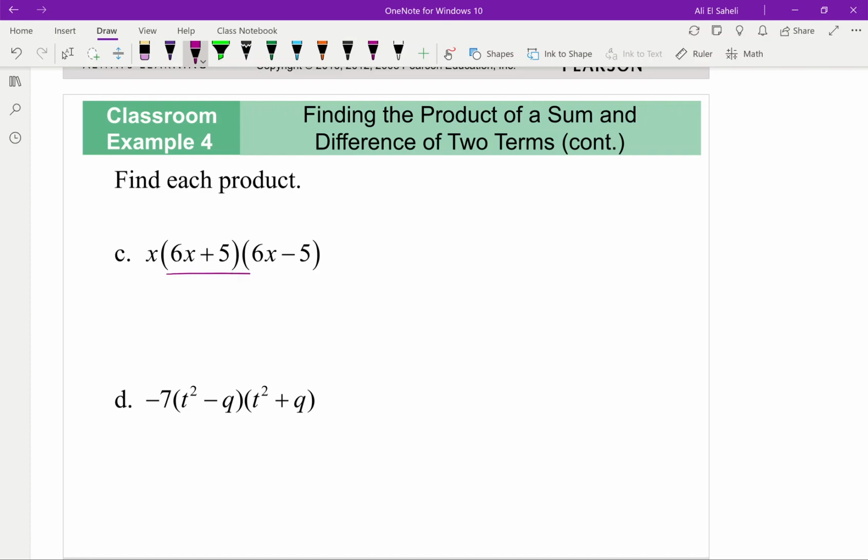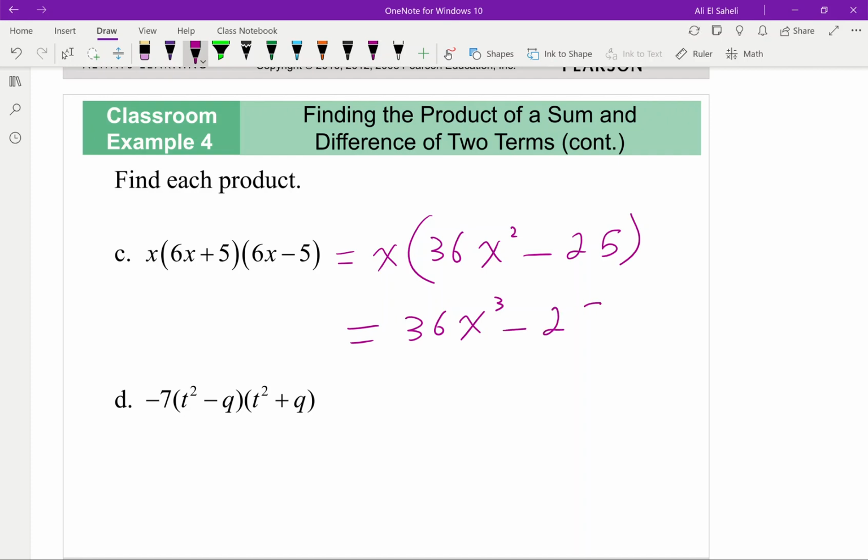Okay, so we carry out this first, then we multiply by x. And remember, this is a plus b times a minus b. So we can apply the rule we had above. So this is x into 6x squared, so that's 36x squared, minus 5 squared. Now bring in the x, 36x cubed minus 25x.